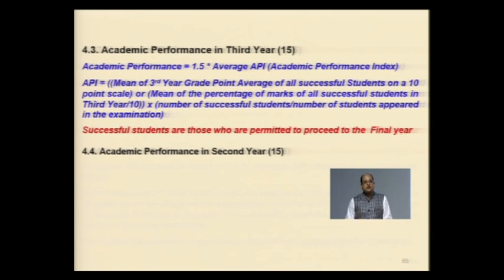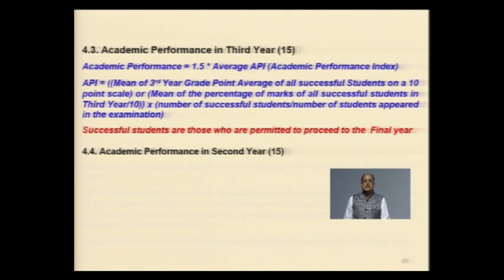is the grade point of all the students, the mean of all the students who have been permitted to move to the next year. If there is an absolute mark system on a 100-point scale, then it is the average of percentage marks of all successful students in third year divided by 10. If you look at the marks, the multiplier is 1.5 to arrive at the maximum 15 marks.